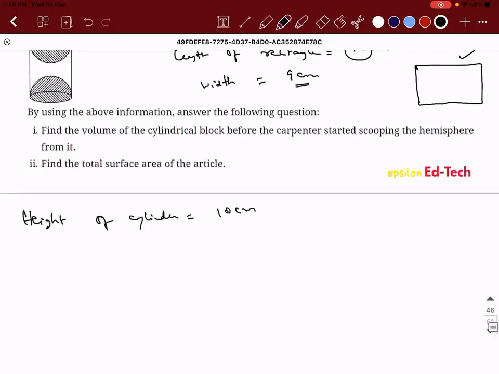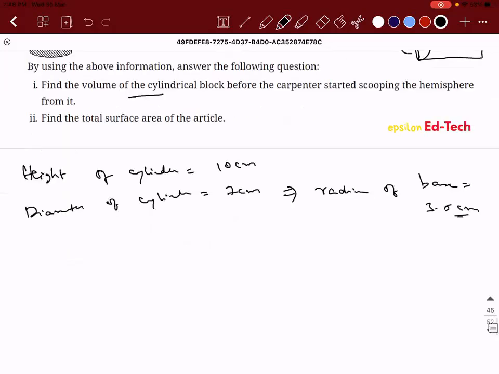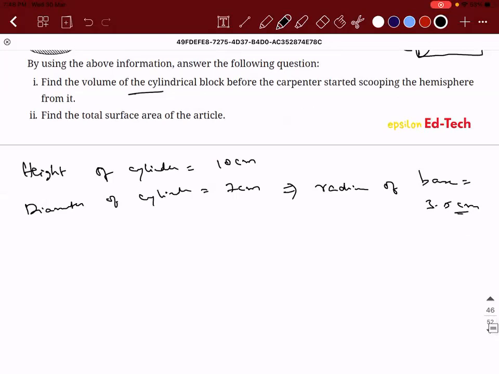Similarly, what will be the diameter of the cylinder? That will be 7 centimeter, because this is what is converted as the diameter of the cylinder. Okay. Now from this I can conclude that radius of base is 3.5 centimeter. Now you need to find the volume of the cylindrical block before the carpenter started scooping the hemisphere. So what is going to be the volume?